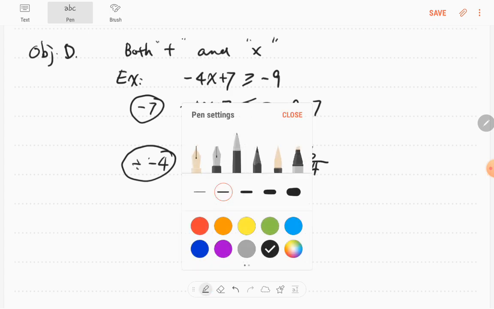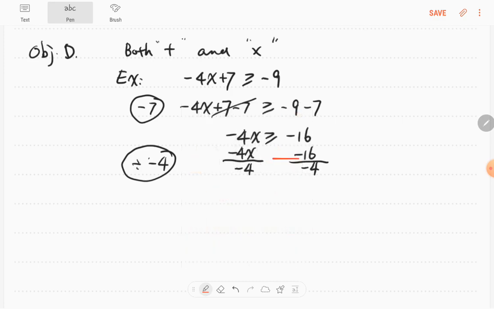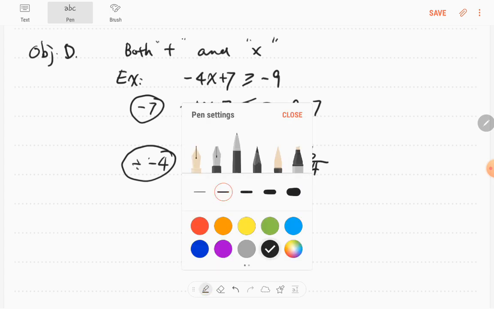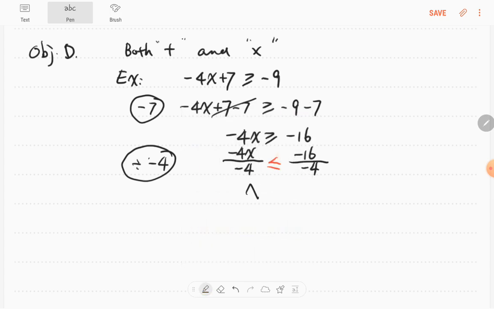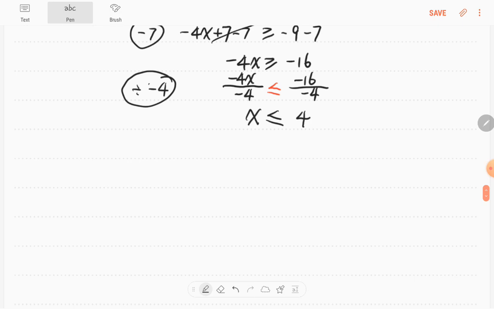We know this time we're going to change the direction of it from greater than or equal to, to the less than or equal to sign. So after that, the remaining part is not hard. X is less than or equal to 4. Okay, so if you want, you can also use the number line to express your answer. Okay, so let me show you another example.